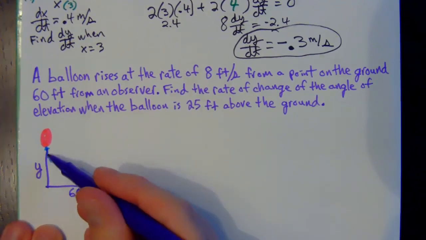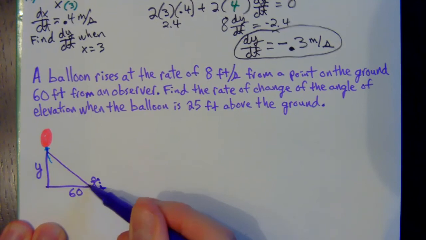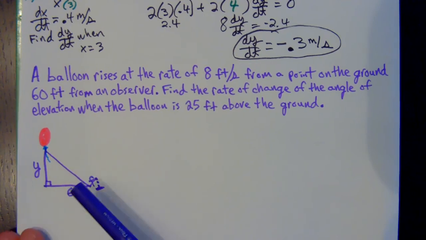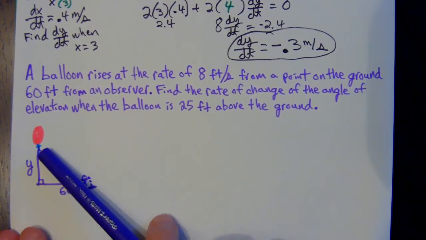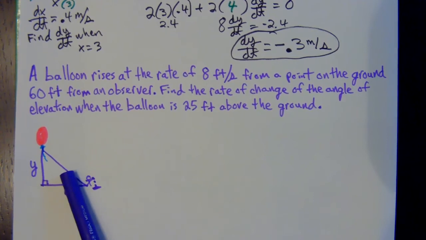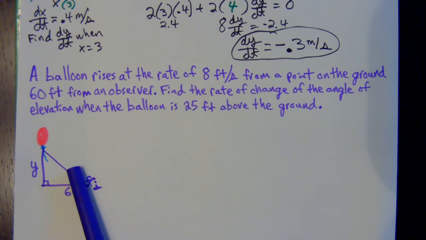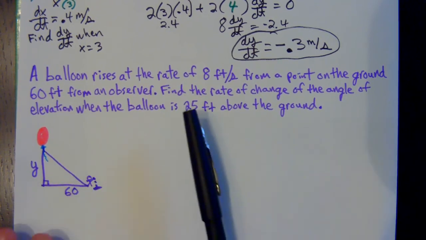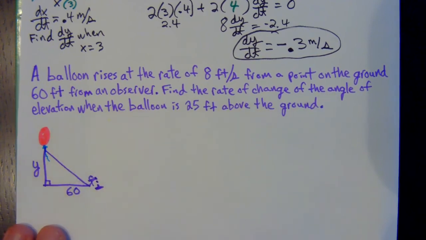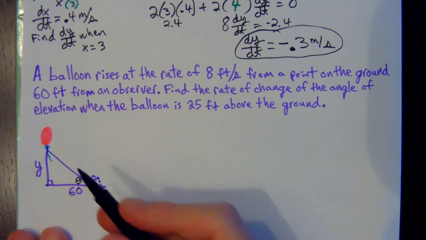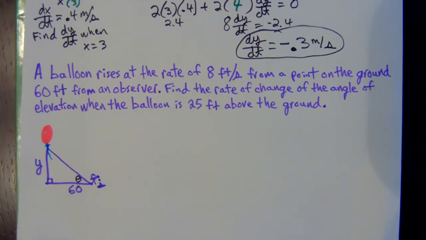Now I'm going to complete the triangle so we have a triangle to work with. If you label this as an s, that's fine. That's also changing, but you don't really need anything with it. If I write y squared plus 60 squared equals s squared, that's not helping me, because look at what it's asking us to do. It says find the rate of change of the angle of elevation. The angle of elevation is that bottom angle. As you're looking up at the balloon, that's your angle of elevation.